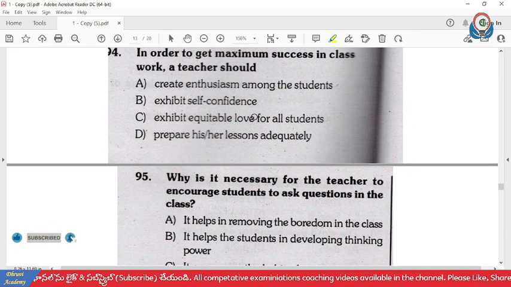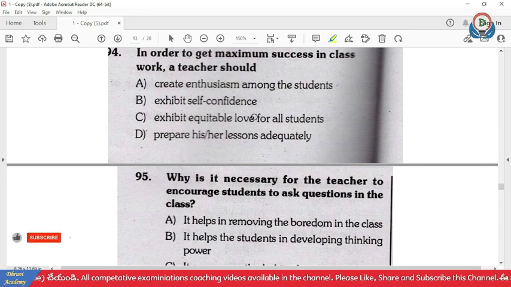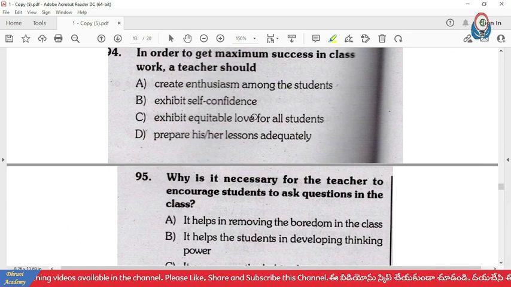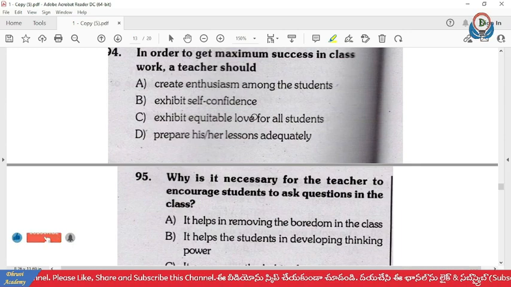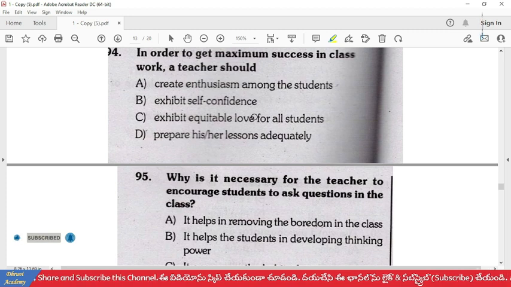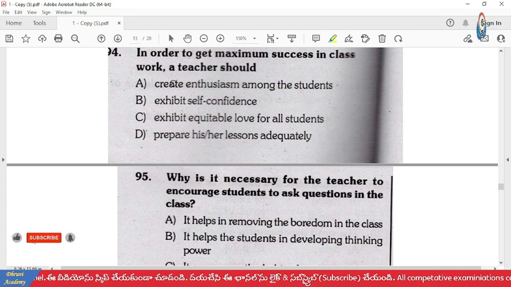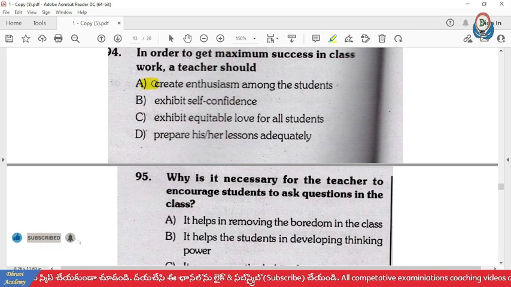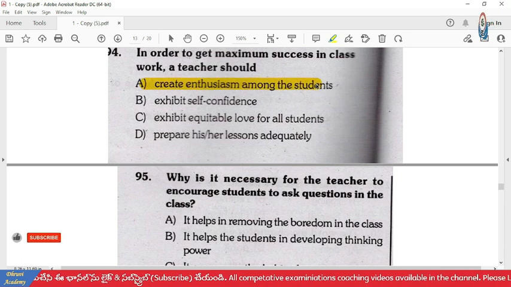In order to get maximum success in the classwork, a teacher should: A. create enthusiasm among the students, B. exhibit self-confidence, C. exhibit equitable love for all students, D. prepare his or her lesson adequately. In order to get maximum success in the classwork, a teacher should create enthusiasm among the students. This is the right answer.